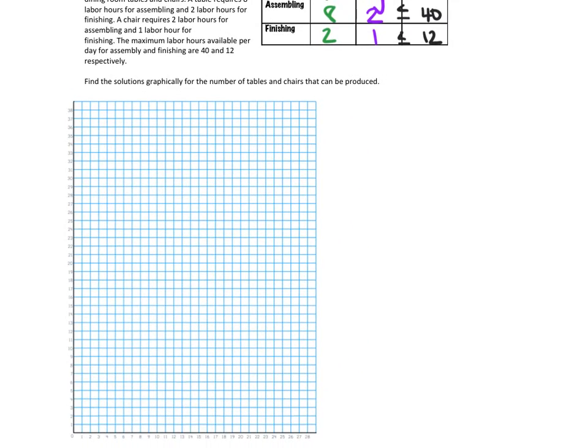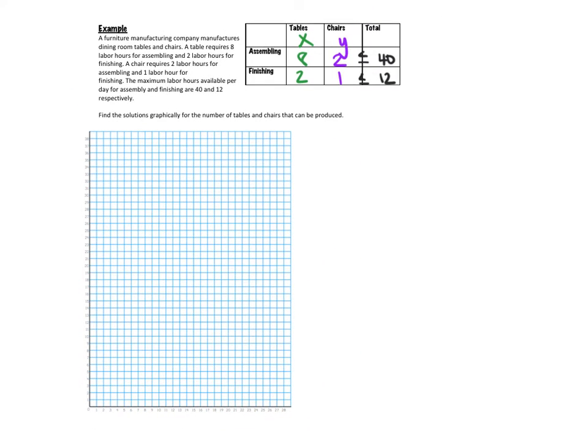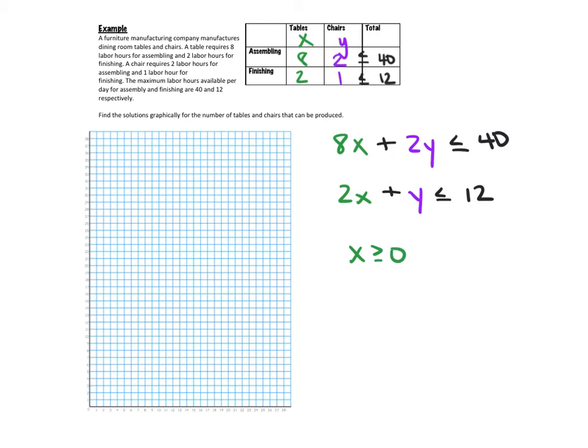And so again, what we're going to do is go ahead and write our equations out. So I have 8x plus 2y has to be less than or equal to 40, and 2x plus 1y has to be less than or equal to 12. And again, I have to make tables, so that's x greater than or equal to 0, and I have to make chairs. That's y greater than or equal to 0.